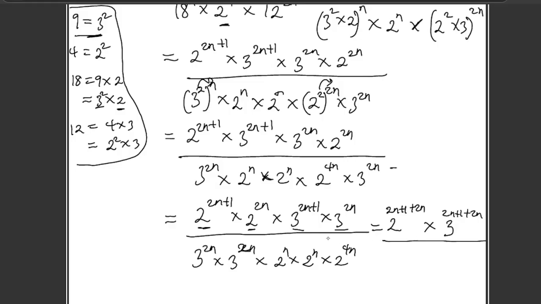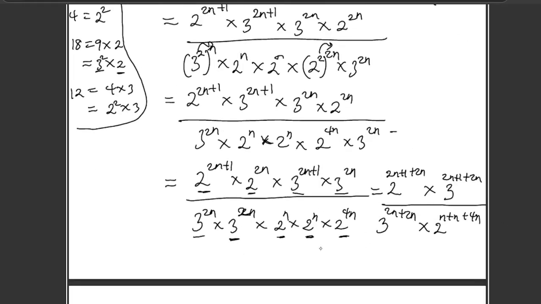And for the denominator also, we check the ones that have 3 and 3 as their base. That's 3 raised to power 2n plus 2n. Since they have the same base, we can add their indices. And for 2 also, that will be 2 raised to power n plus n plus 4n, adding all the powers together. And this is now equal to 2 raised to power, collecting like terms, 2n plus 2n plus 1, times 3 raised to power 2n plus 2n plus 1.